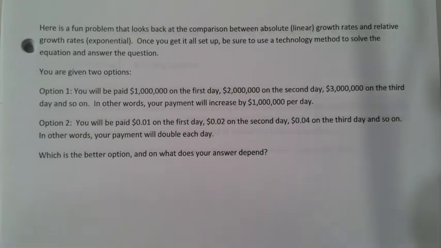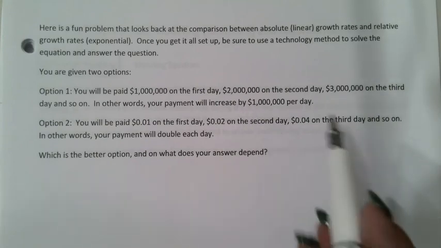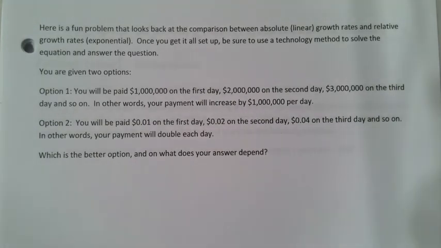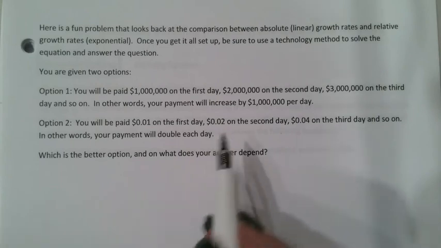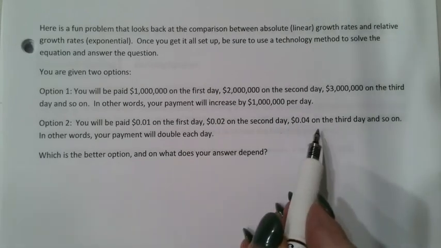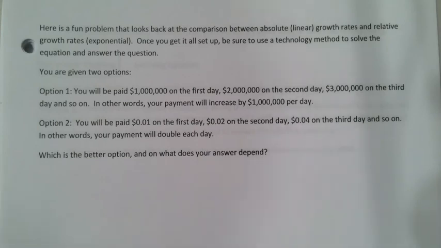Here are the 2 options in our thought experiment. Option 1, you're paid $1 million on the first day, $2 million on the second day, $3 million on the third day, and so on. Or in other words, your payment increases by $1 million per day. Option 2, you're going to be paid a penny on the first day, 2 cents on the second day, 4 cents on the third day, and so on. In other words, your payment is doubling each day. Which is the better option, and on what does your answer depend?